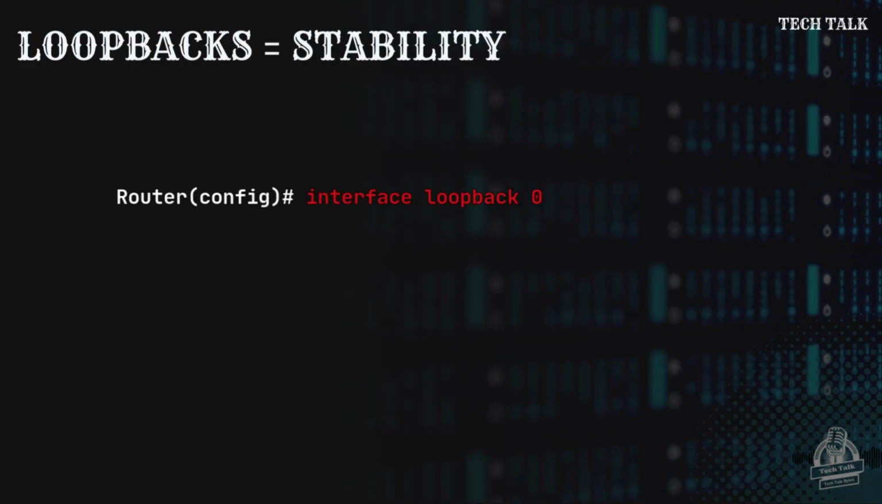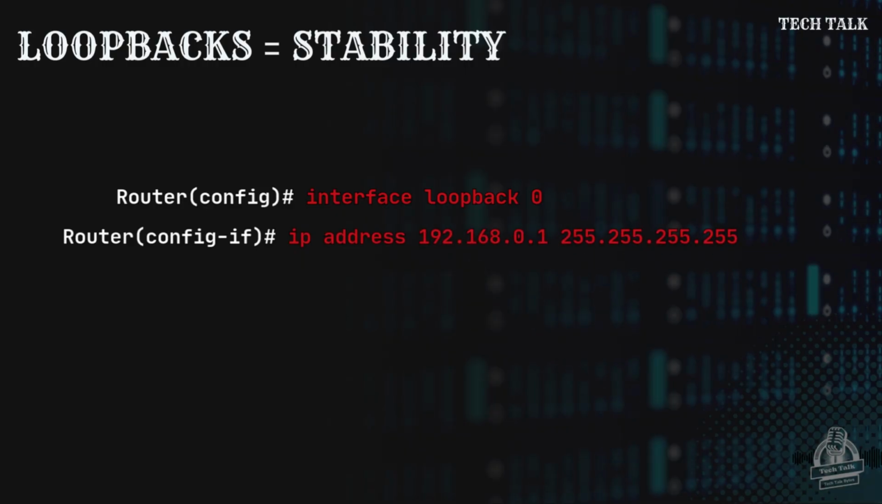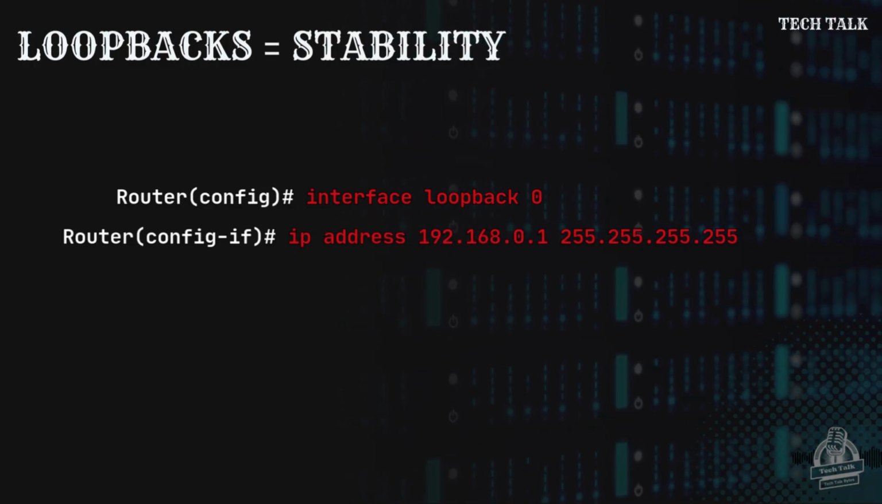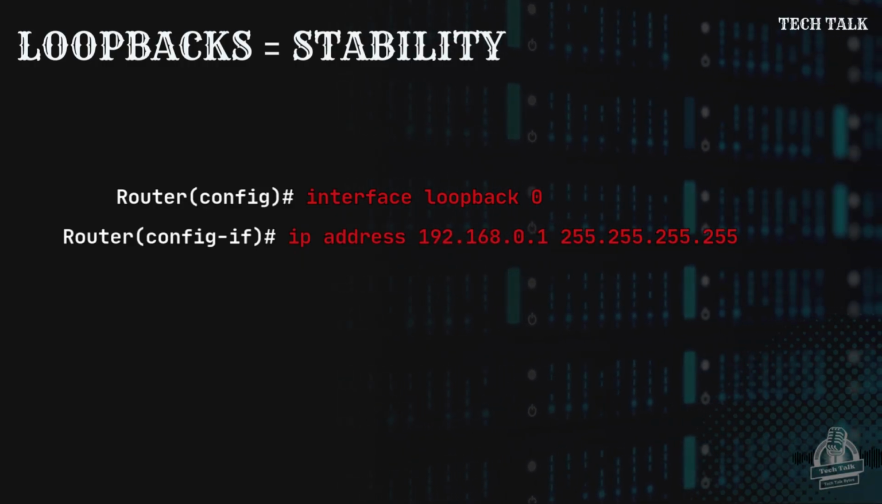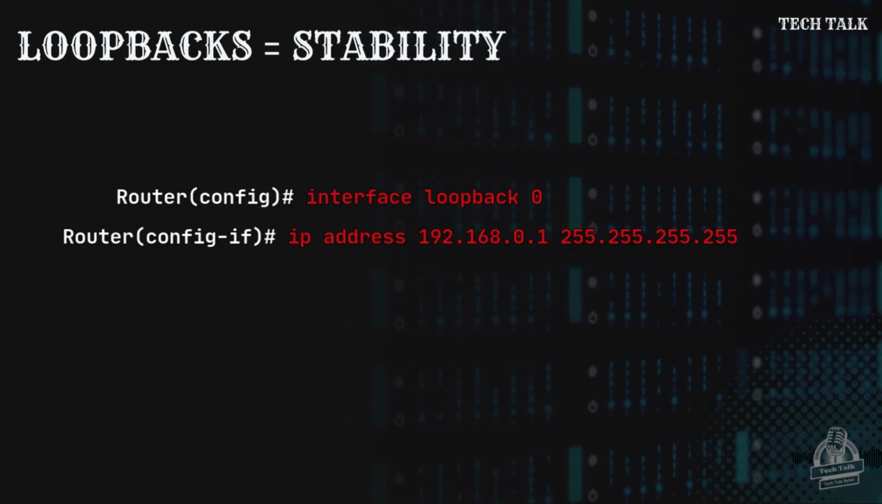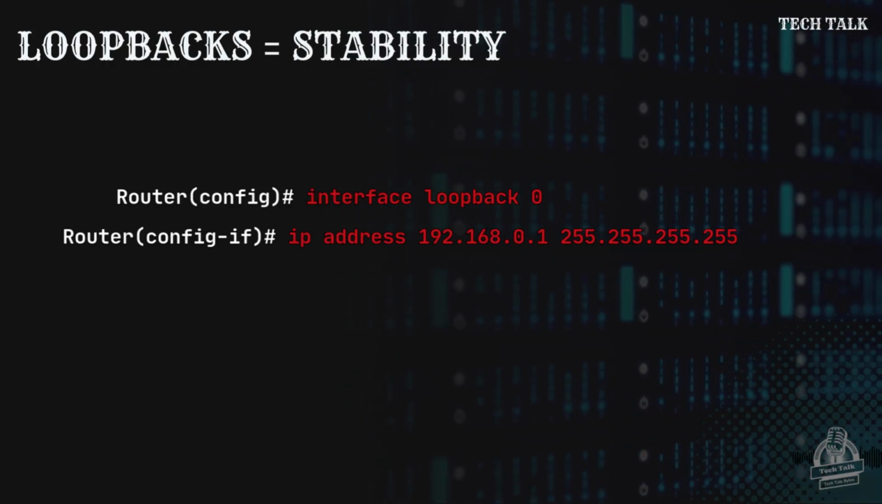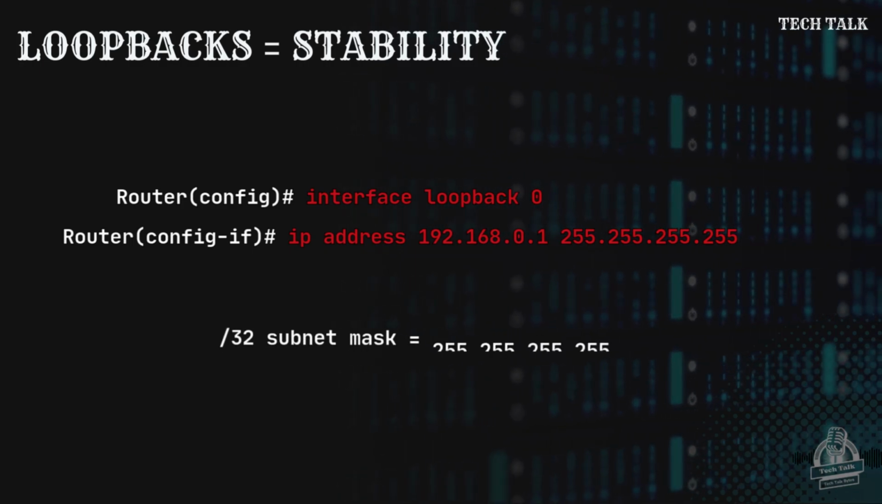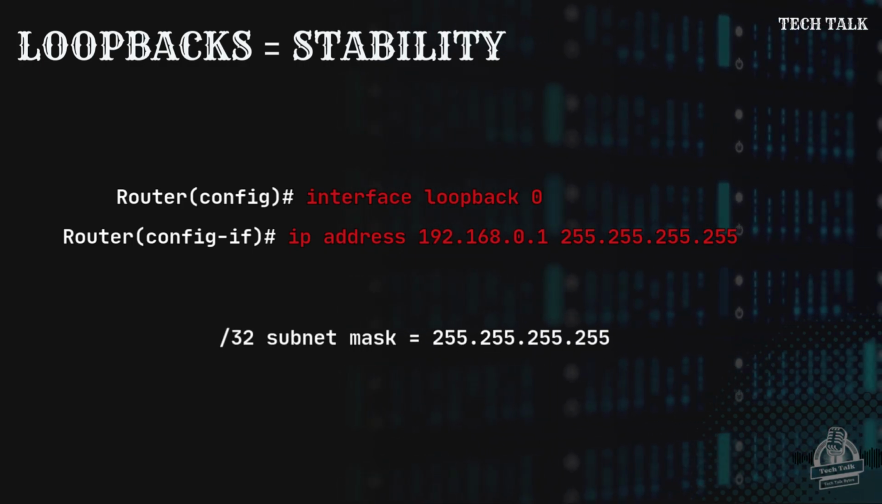From global config, interface loopback, and the number you want to set, followed by ip address 192.168.0.1 255.255.255.255, because best practice is a /32.